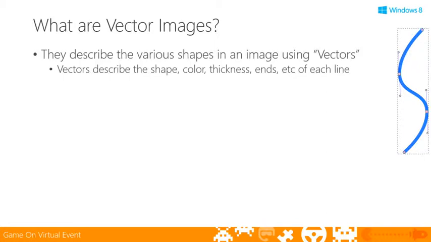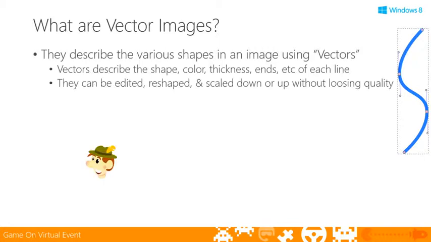And with a vector image, the various shapes are described using vectors, or really a mathematical description of the lines that make up your shape. And every vector can have a color and a fill and a thickness and different ends on the arrows and all that kind of stuff. And because they're vectors, they can be edited and reshaped. You can scale them up or scale them down without losing quality, right?